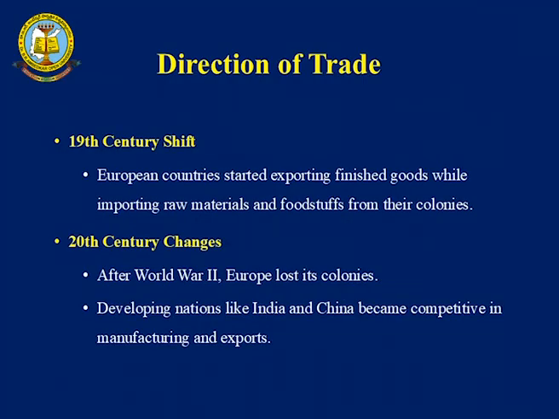In the 19th century, the trade shifted. European countries used to export finished goods while importing raw materials and foodstuffs from their colonies, because we were under European rule, isn't it? In the 20th century, changes took place after World War II. Europe lost its colonies, due to which developing nations like India and China became competitive in manufacturing and exports, isn't it?